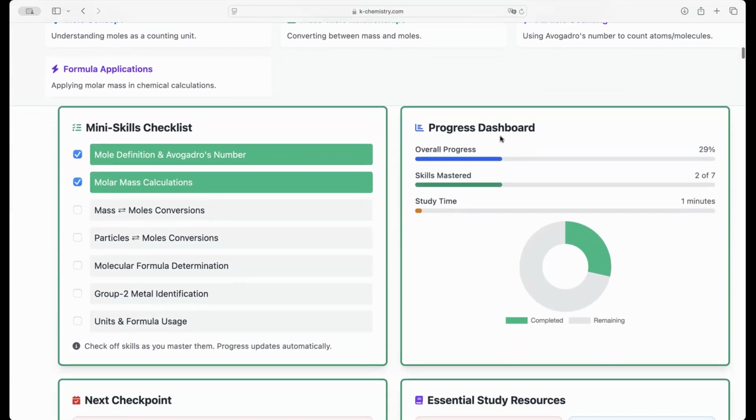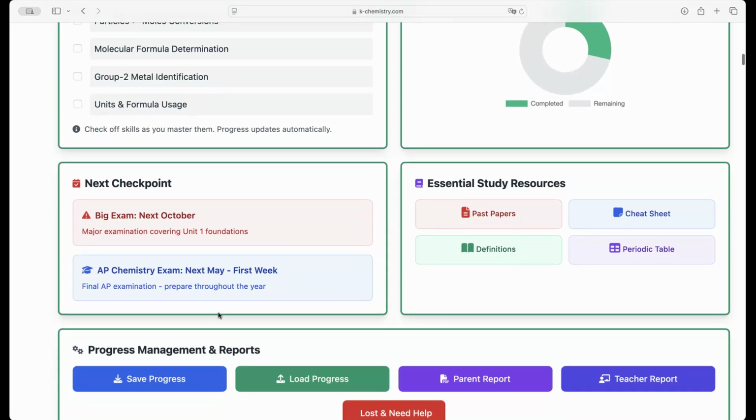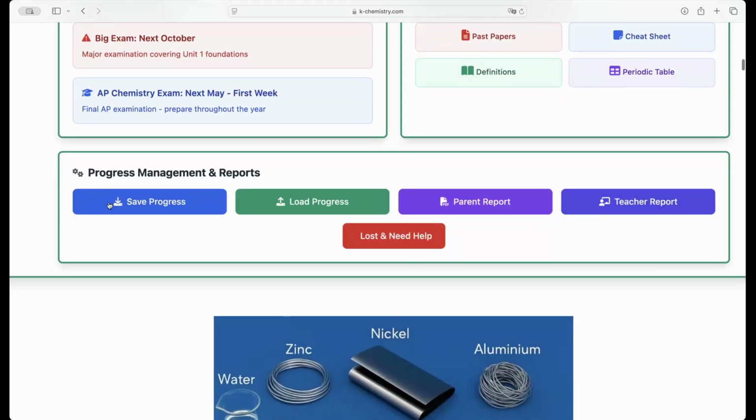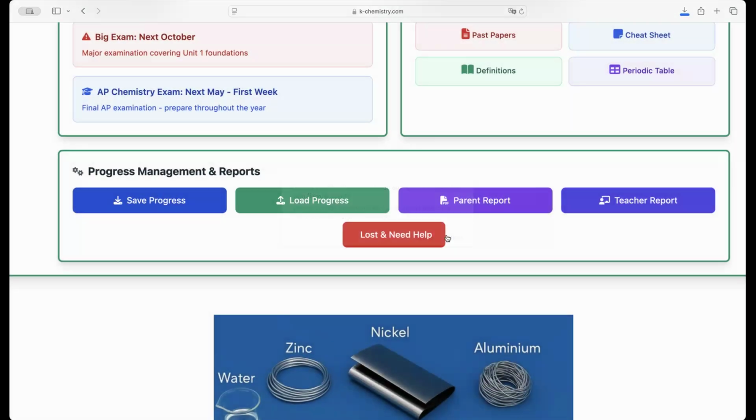You can also see your progress dashboard here. What is your overall progress? What are your skills mastered? And what is the study time until now? The next checkpoint, remember, will be in October. We have our major examination to cover Unit 1. Essential study resources can be found here: the past paper questions, the cheat sheet, the definitions, and the periodic table also. You can save your progress here and then allow save.